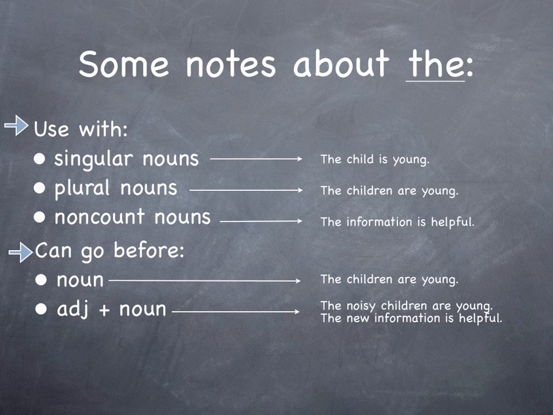So here are some notes about the. We use the with singular nouns, like the child is young, plural nouns, the children are young, and non-count nouns, the information is helpful. It can go before a noun, the children are young, and it can also go before an adjective and a noun, just like a and an. So the noisy children are young, the new information is helpful.